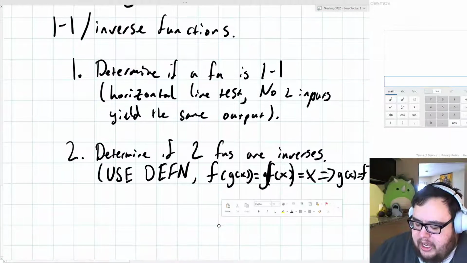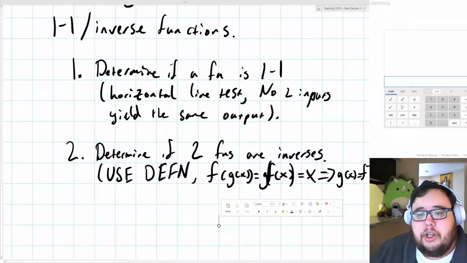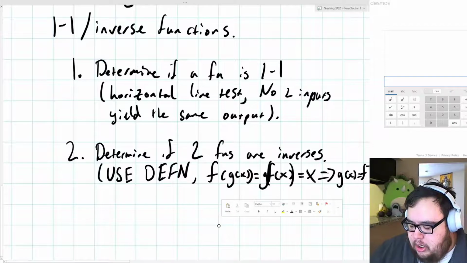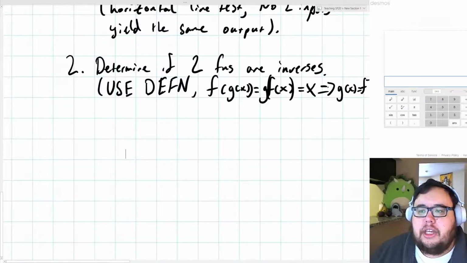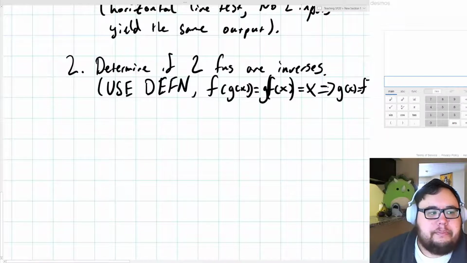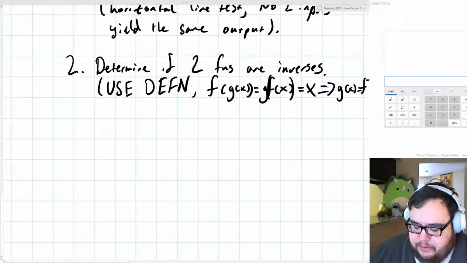In other words, to tell if two different functions are inverses of each other, you need to actually compose the two functions and show that they satisfy that definition. You cannot tell if two functions are inverses of each other just by finding the inverse of one of the functions and saying that that's the same as the other one. You need to use the definition for full credit.